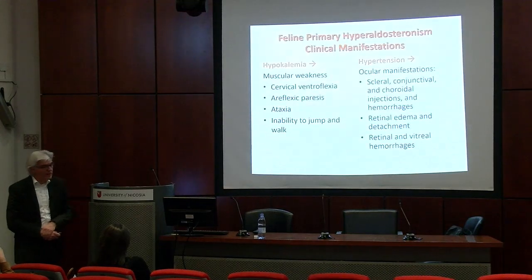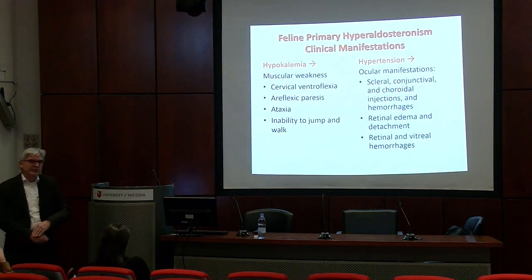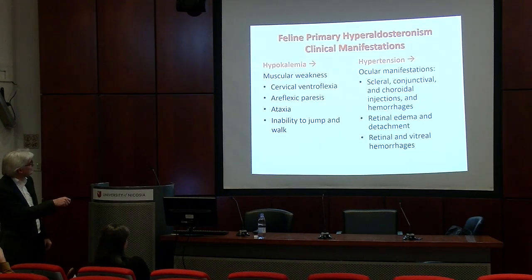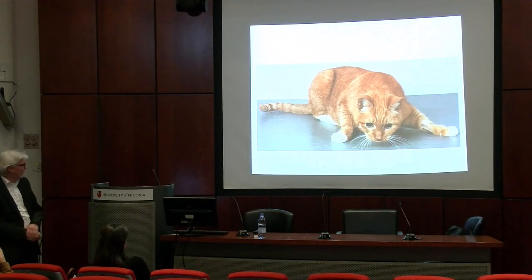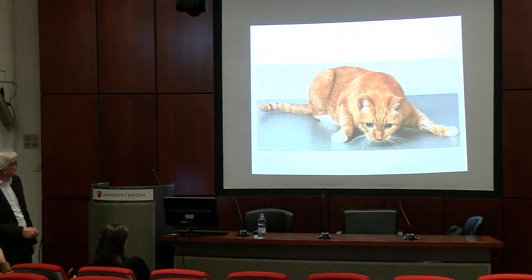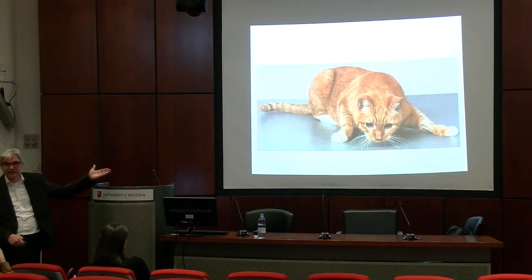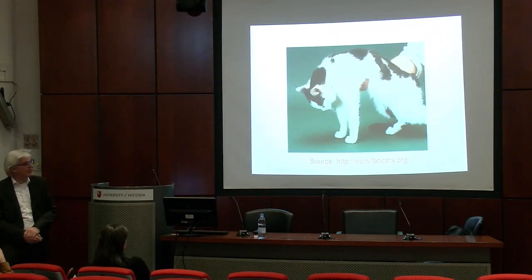I already mentioned the main changes in cats with primary hyperaldosteronism are hypokalemia and hypertension. Hypokalemia results in muscular weakness, and this can show as cervical ventroflexia, areflexic paresis, ataxia, and an inability to jump and walk. Just a few pictures. I like this picture a lot. And you see that there is muscle weakness, and you also see that the cat has very large pupils. So probably this cat also has arterial hypertension. Another one that I've stolen from the internet, but so beautifully shows the muscle weakness.